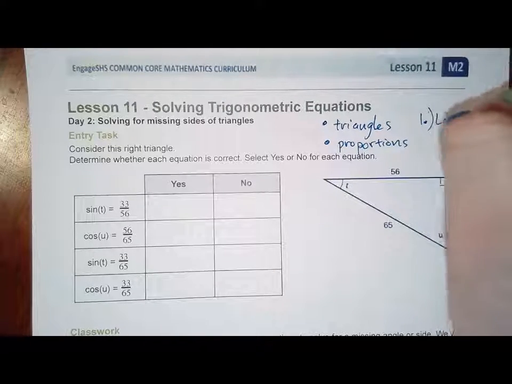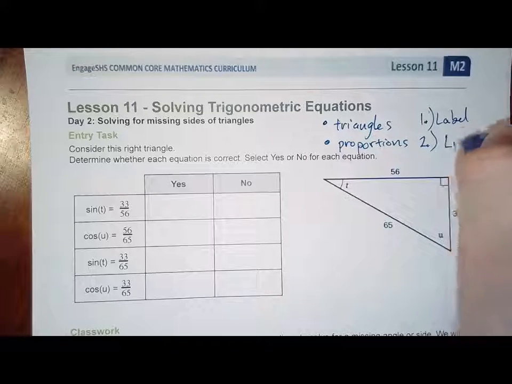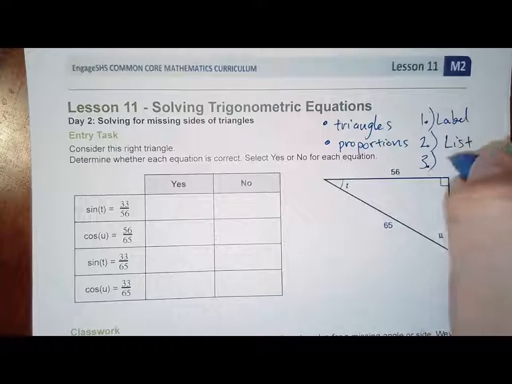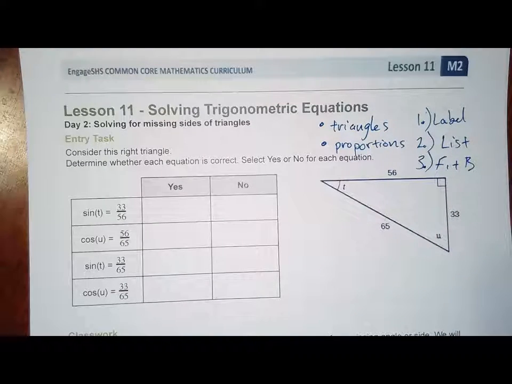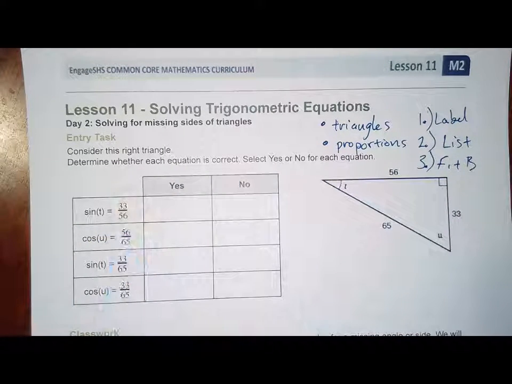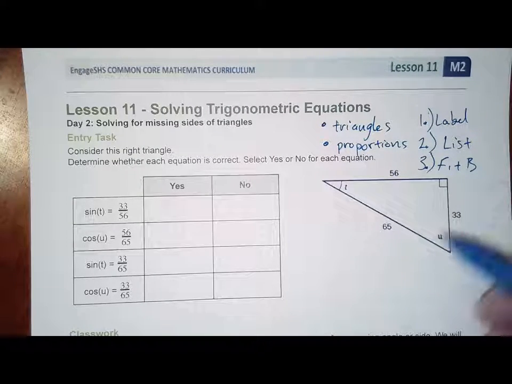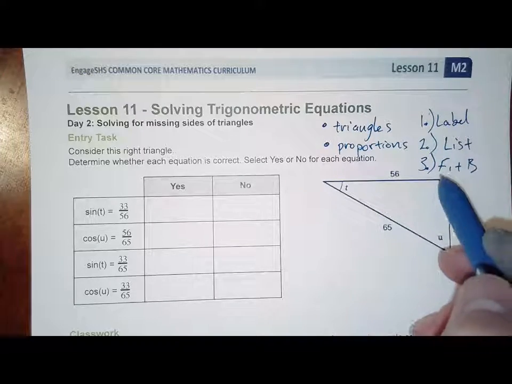Number one, always label. And number two, it's really helpful to list the information that you know. Because number three, a lot of this is fill in the blank, the information that's missing. Determine whether each equation is correct. This is a Smarter Balanced question, meaning it's going to be tested from you guys next year when you're sophomores. And so in order to do that, I've got to remember to label, list, and fill in the blank.